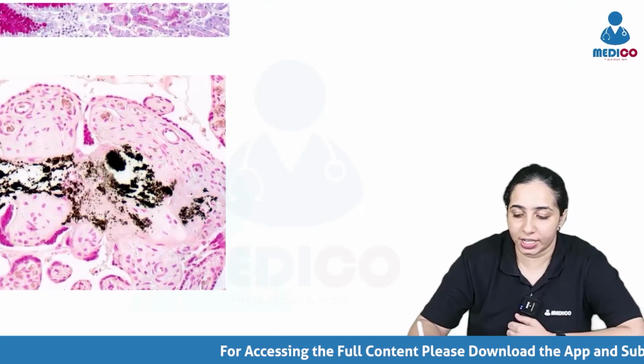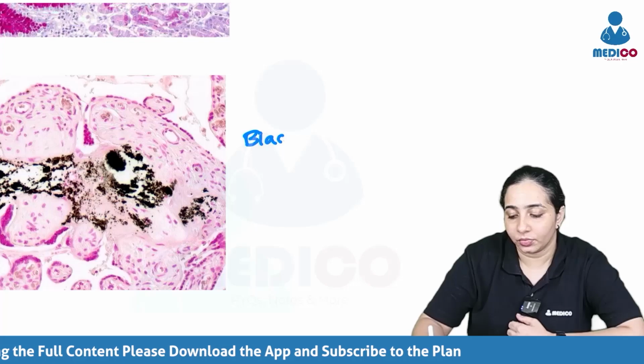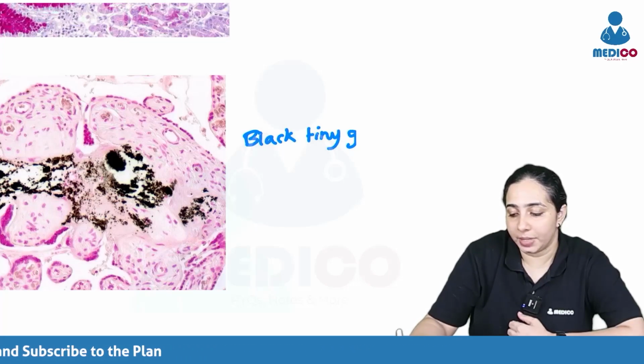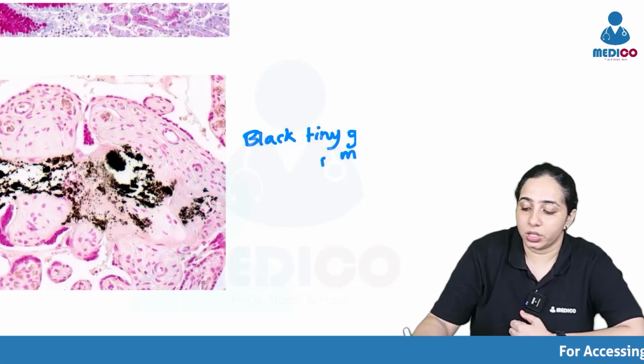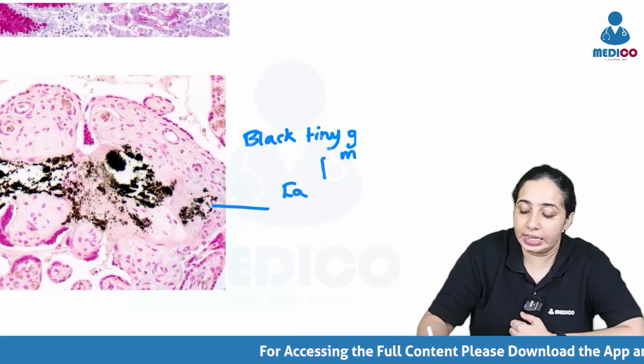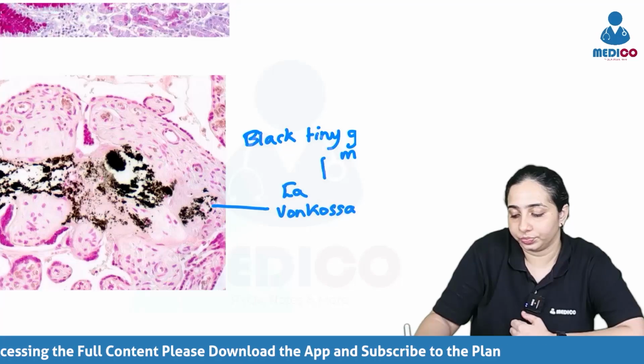Here again you are seeing some black tiny granular material. Okay, this black tiny granular material is likely to be calcium, and the stain that is used here is your von Kossa stain.